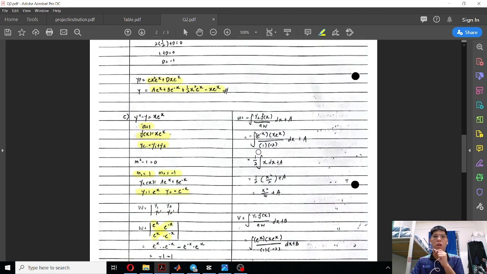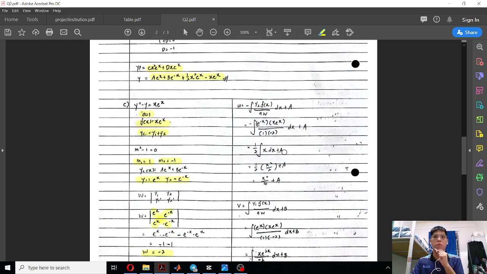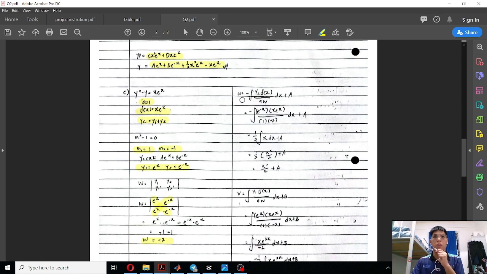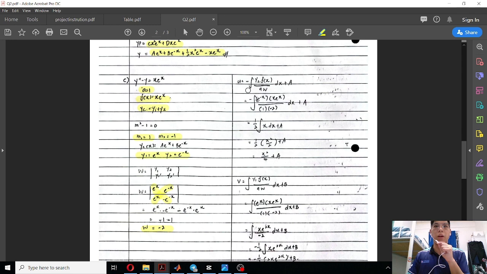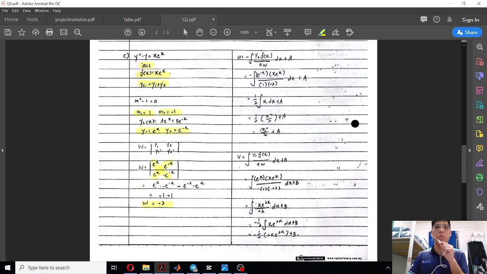So after this we need to find the values of u and v. The formula of u is negative integral of y2 times f(x) over W dx plus a, and we use the values that we have and substitute into this equation. So the final value of u that we find is x squared over 4 plus a.